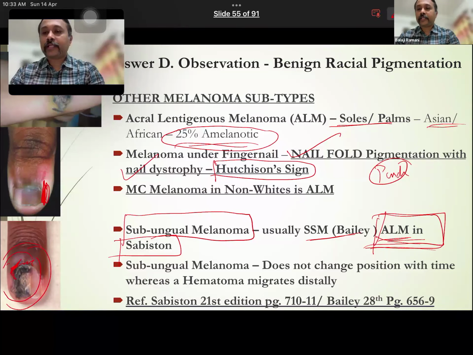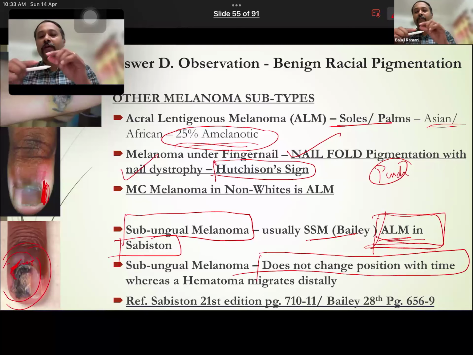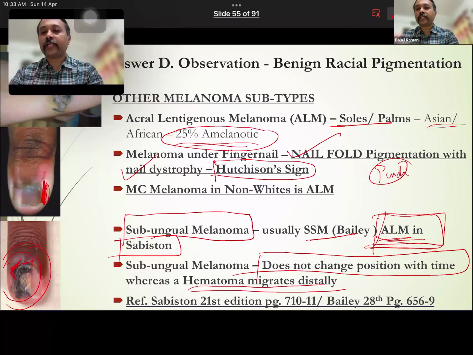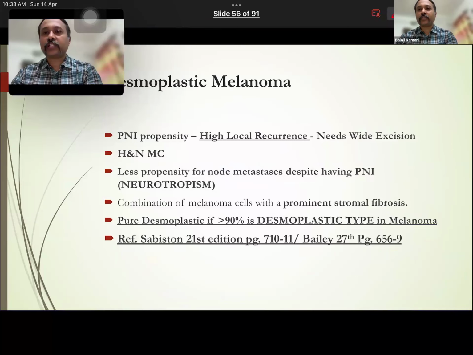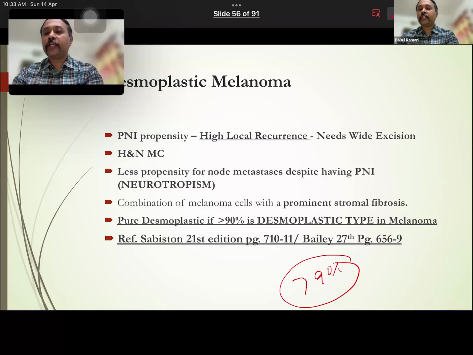Okay. And another thing is subungual melanoma does not change position with time. On the other hand, if you have a hematoma under the nail bed, that will keep growing distally. So the hematoma will migrate distally, whereas the subungual melanoma will not move distally with time. That is another differentiation between the two. There is another special entity called desmoplastic melanoma. More than 90 to 95% of the lesion needs to be composed of a desmoplastic component to be called a pure desmoplastic melanoma.